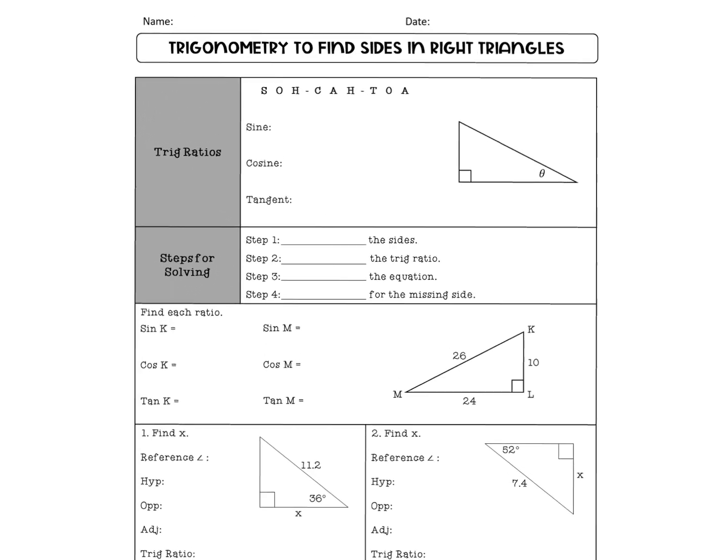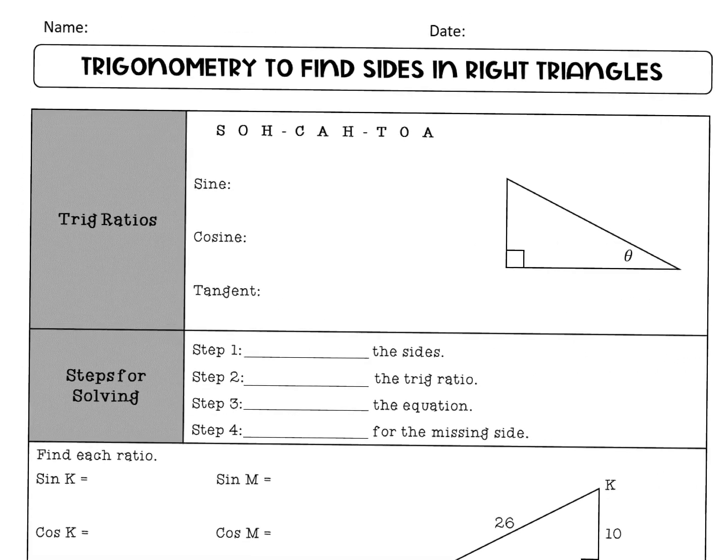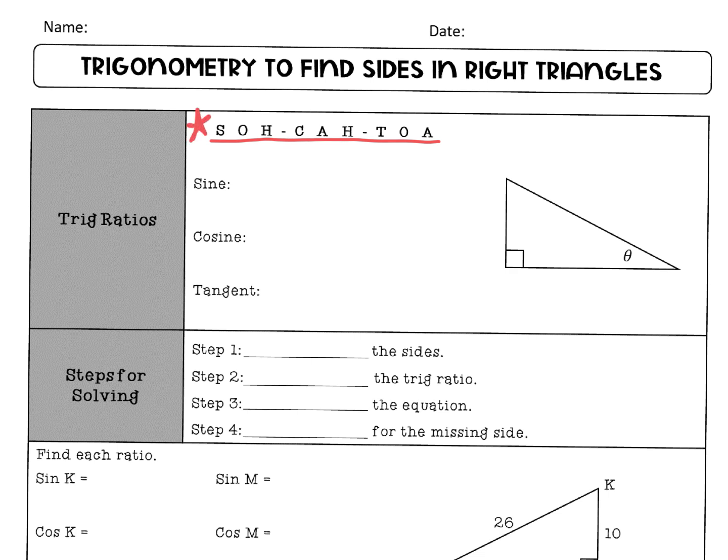There we go. All right, starting off our trig section in geometry. First thing I want you to do is go ahead and underline, circle, star something. That's going to be pretty important to us. It's pronounced SOHCAHTOA. That is going to help us with trig.